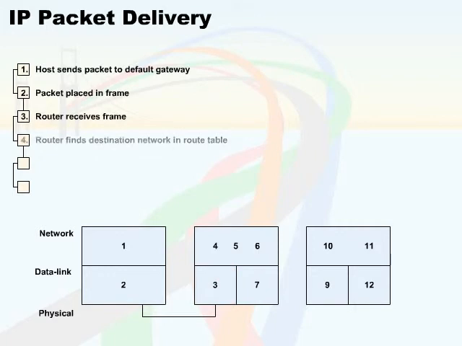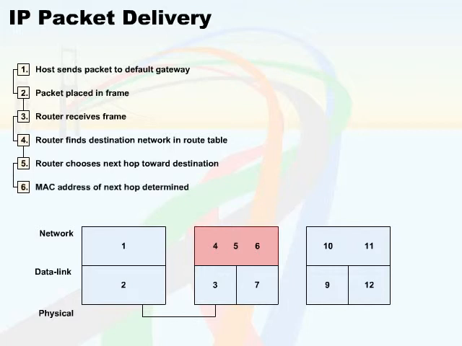The router will use its route table to choose the next hop towards the destination. It will find the destination in the table, choose the next hop, and then identify what the MAC address of the next hop is. Notice that this happens at layer 3.